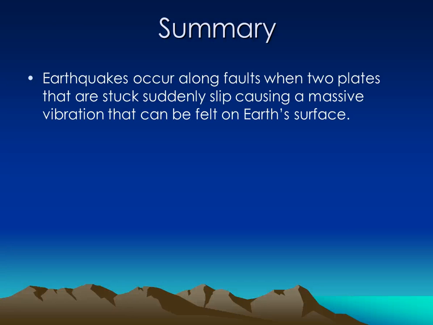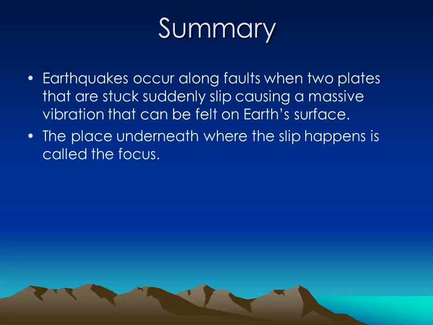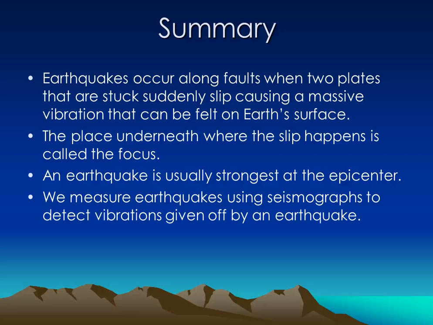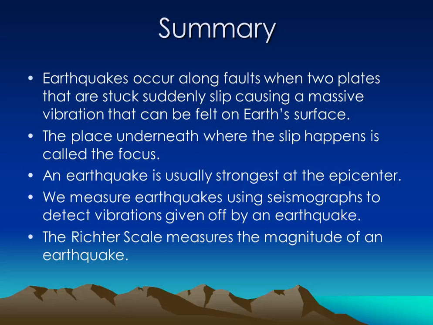Let's summarize what we just learned. Earthquakes occur along faults when two plates that are stuck together suddenly slip, causing a massive vibration that can be felt on Earth's surface. The place underneath where that slip happens is called the focus, and an earthquake is usually strongest at the epicenter, which is right above the focus, sorry. We measure earthquakes using seismographs to detect vibrations given off by an earthquake. And we use the Richter scale to measure the magnitude of an earthquake.